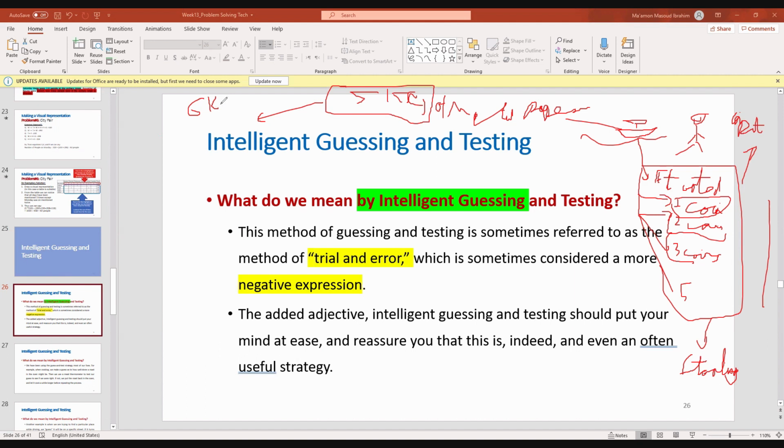So if 5 kilograms sank, then for the second trial, because for the first trial he tried 5 kilograms, he should try, for example, 4 kilograms or 3 kilograms, not more than this weight. The weight should be less than 5 kilograms. So he tried, and trial and error happened to him.